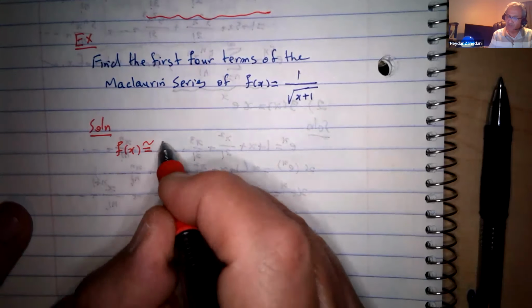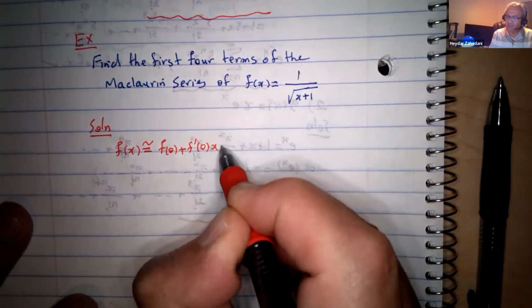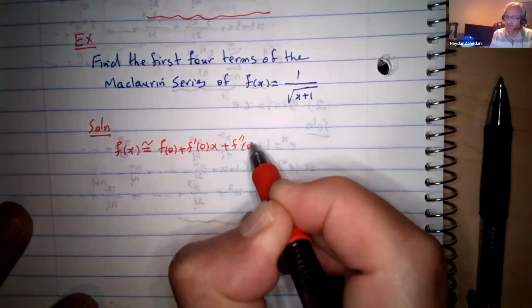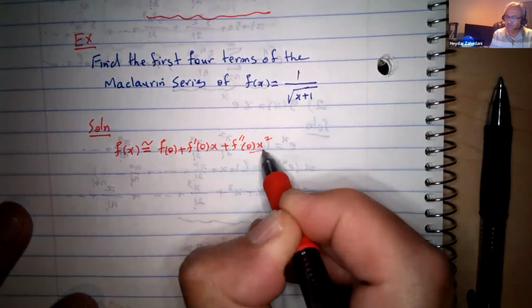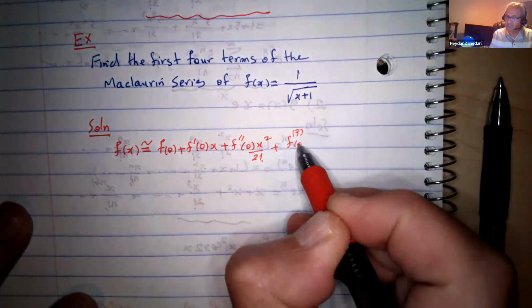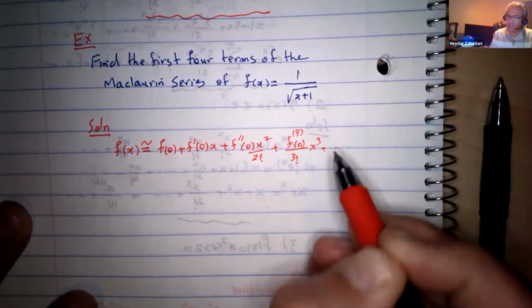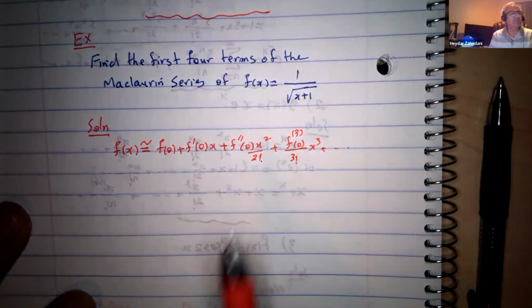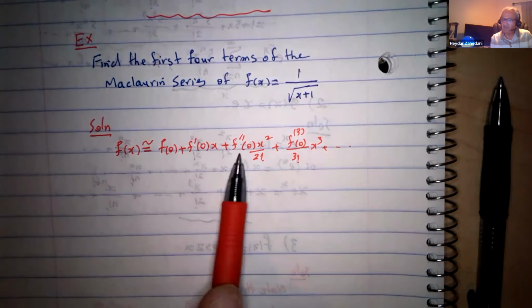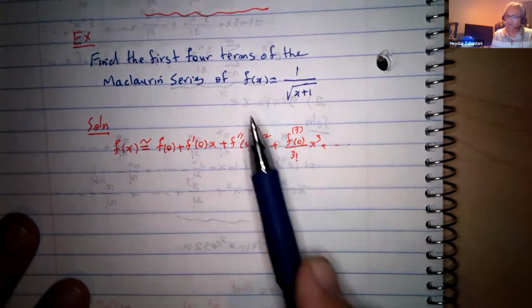The first term is going to be f of 0. Then f prime of 0 times x. Then f double prime of 0 times x squared divided by 2 factorial. And f third derivative at 0 divided by 3 factorial times x to the third. You see, 1, 2, 3, 4. So you have to find these four coefficients yourself to be able to answer the question. So patiently evaluate it. This is your f of x.